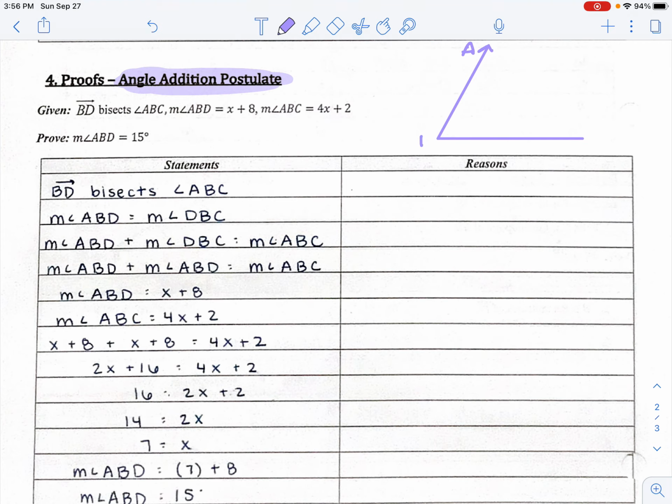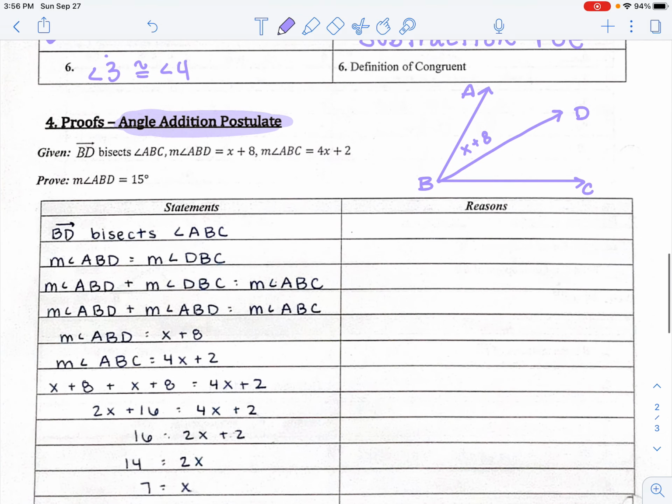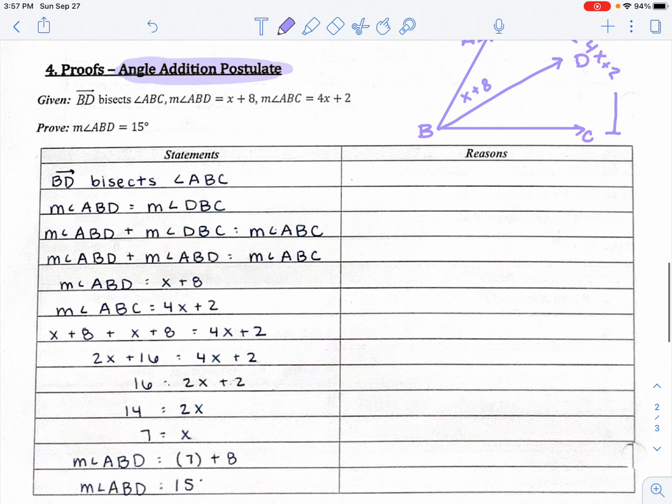This is angle A, B, C. And it's getting bisected, which means it's getting cut in half by BD. It told us that ABD was x plus 8, and that ABC, the whole angle, is 4x plus 2. It did not give us what DBC was, but we're going to be able to figure some things out from here. All right, for this one, I gave you all the statements.